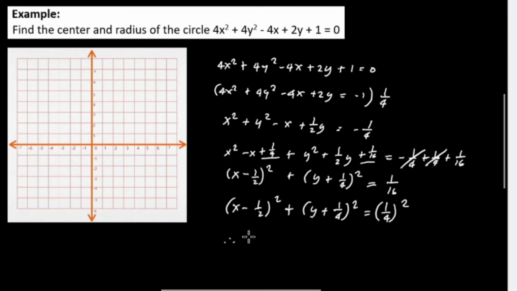Therefore, the center of the circle (h, k): negative 1/2 changed to positive, so that's 1/2, comma, positive 1/4 changed to negative 1/4, and the radius is equal to 1/4. So the center is (1/2, negative 1/4), and the radius is 1/4.